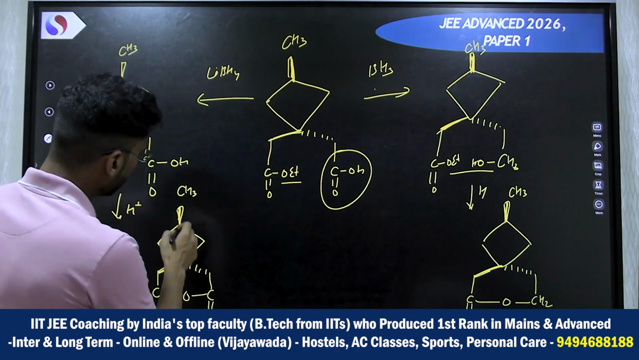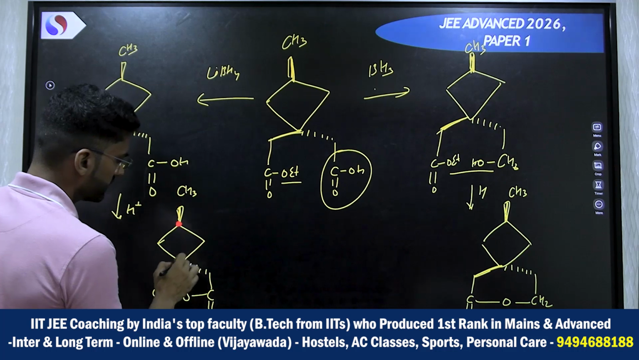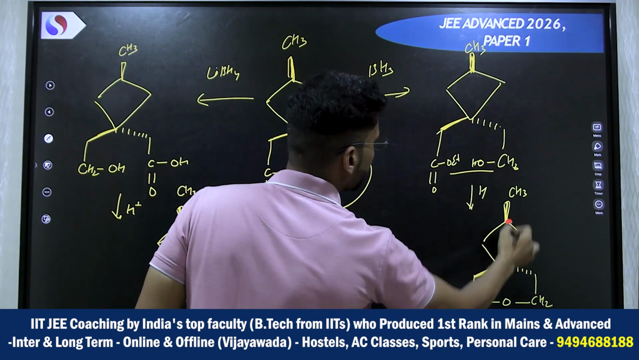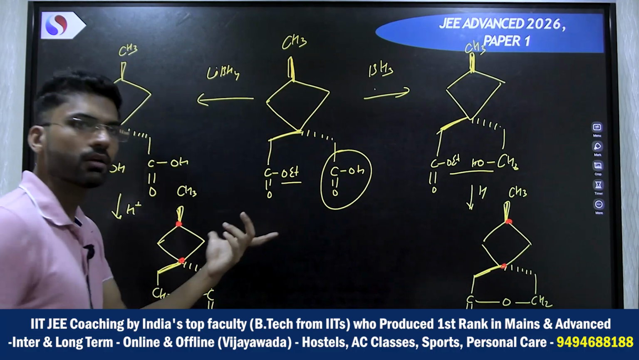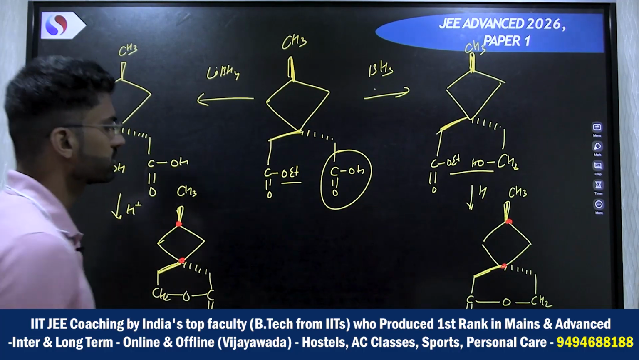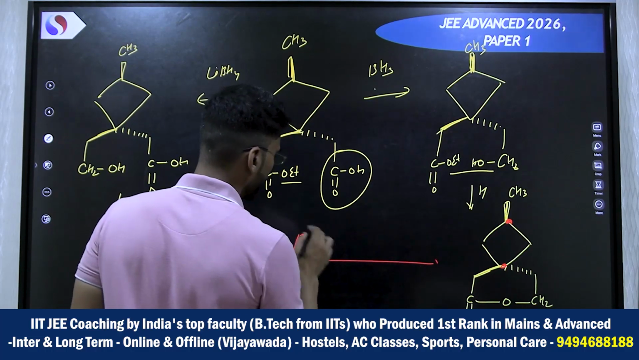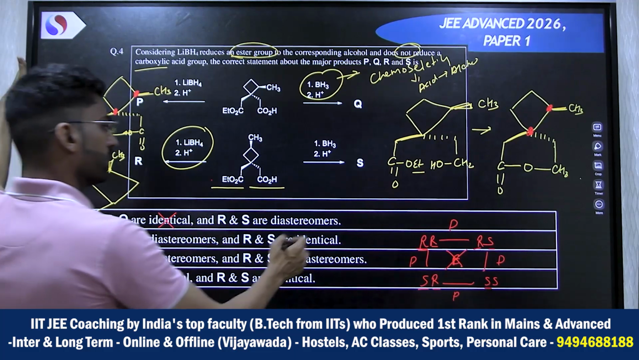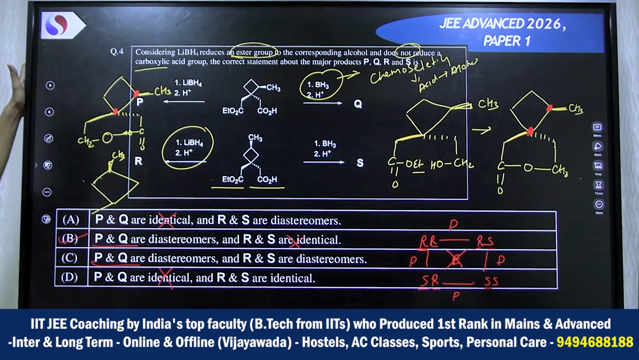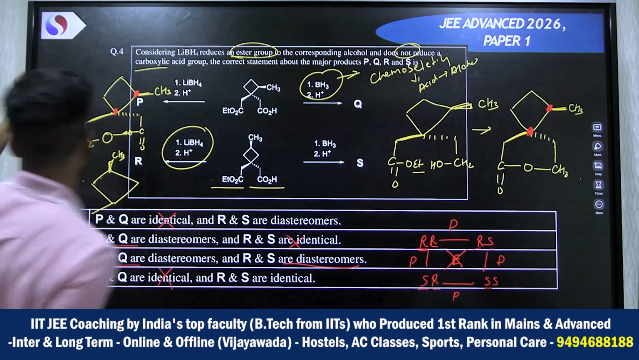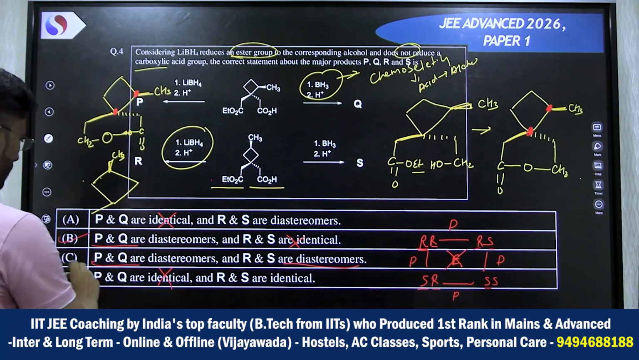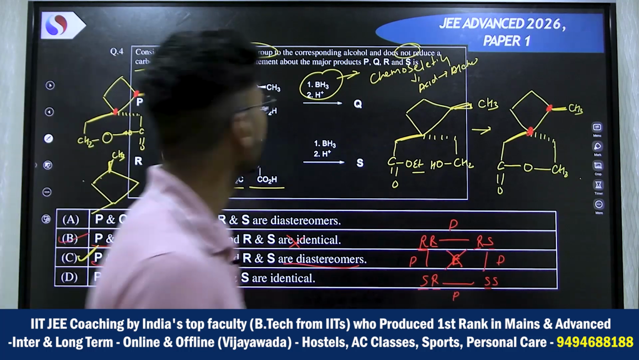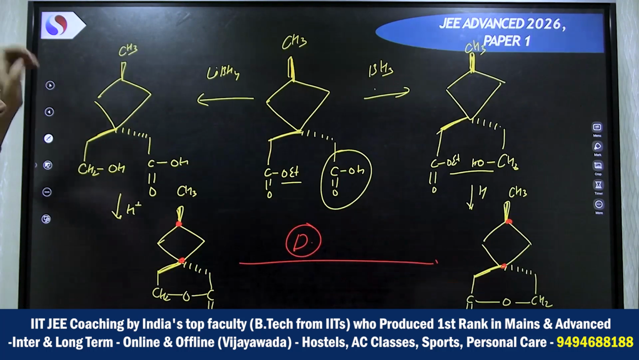You can see here, this is one chiral center, this is another chiral center. Similarly, this is one chiral center, this is another chiral center. One chiral center is the same, another is different. So what will be the relationship? They are diastereomers to each other. They are not identical. So this is also diastereomers to each other. So option C will be the correct answer. I hope you understand this. So next question.